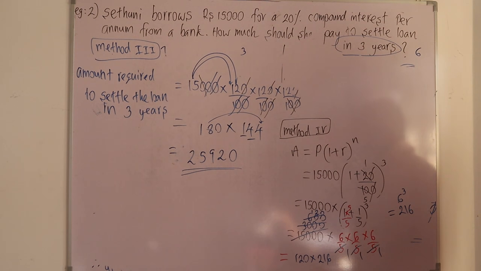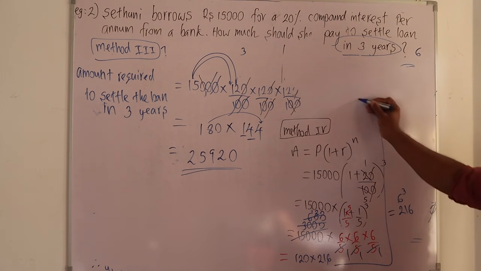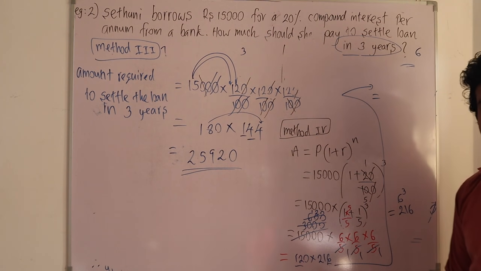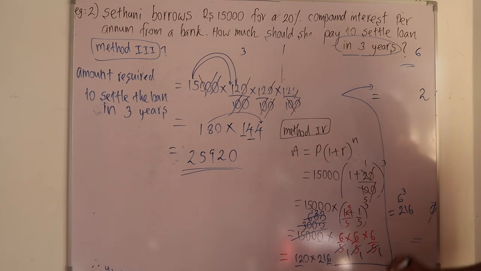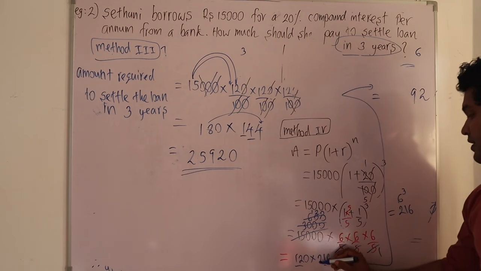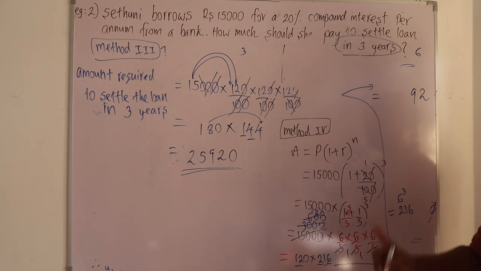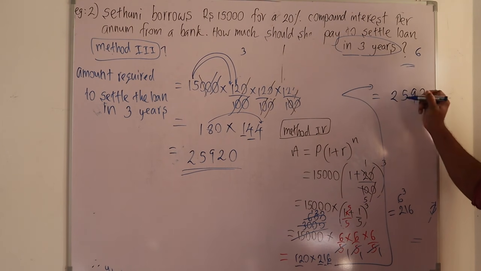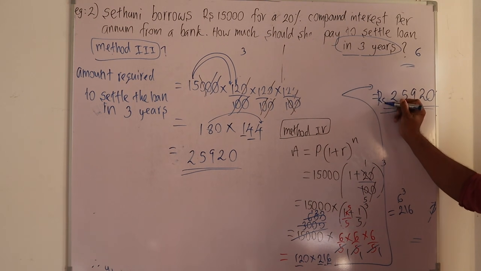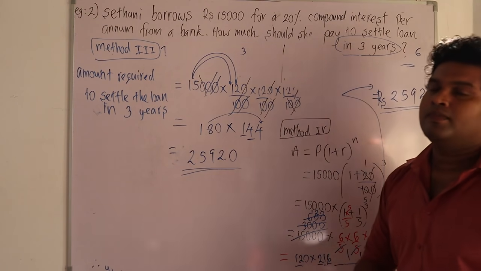By multiplying this, your answer is coming. You multiply 12 times 6, 72. 12 times 1, 12, with that 7, 19. 12 times 2, 24. 1 was remaining, 25. And don't forget this 0. The answer is 25,920.